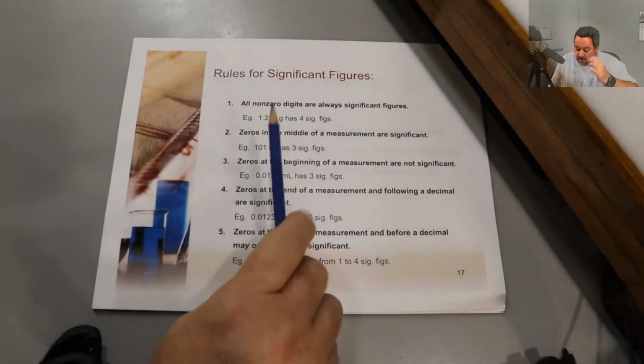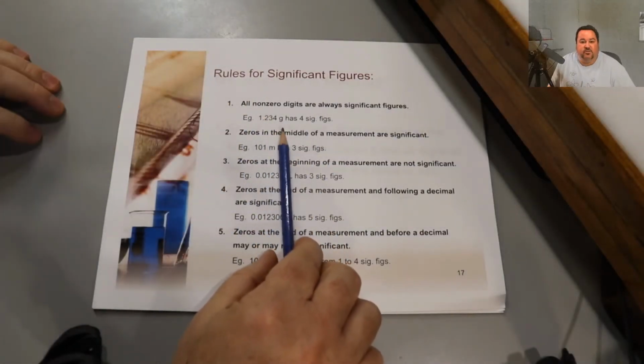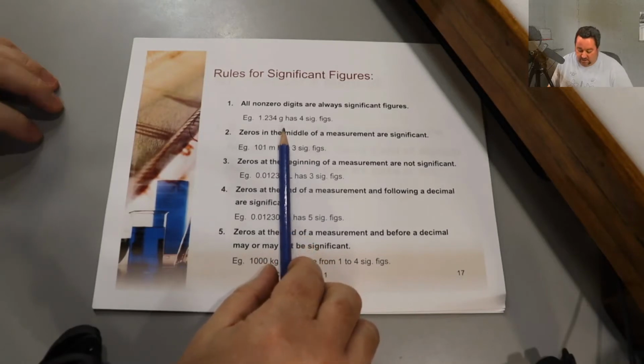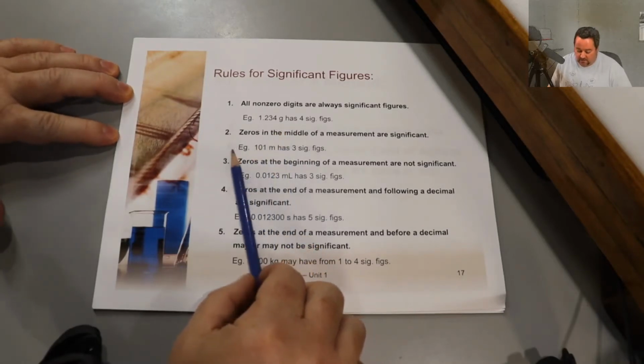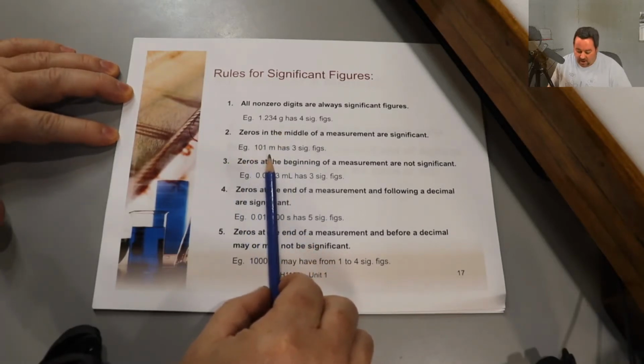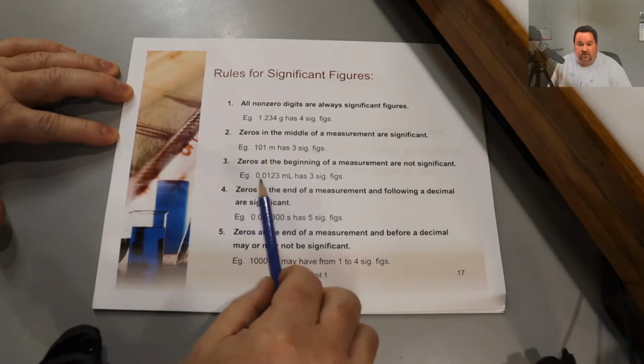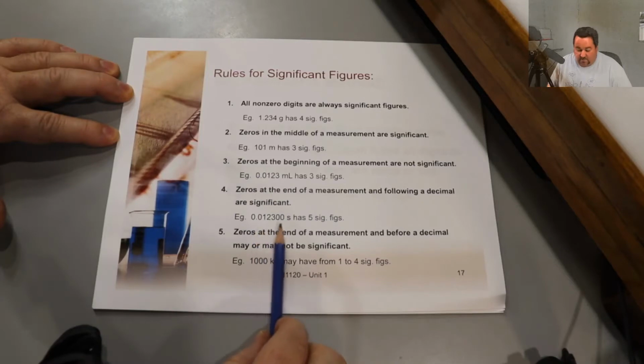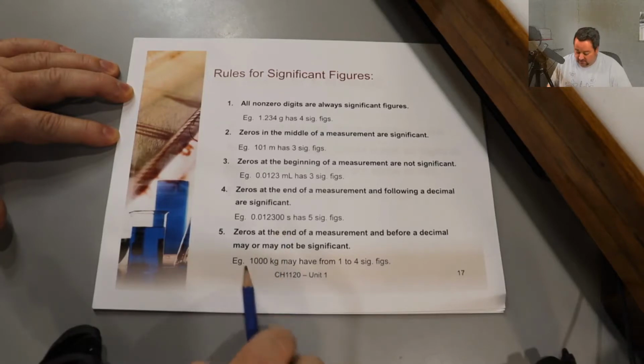First of all, any non-zero digit is always a sig fig. Zeros can be a bit of a problem though. Zeros in the middle of a number are sig figs. Zeros at the beginning are not. And zeros at the end of a measurement are sig figs as long as they're to the right of the decimal. Zeros that are to the right of the number but before the decimal can be a problem. They may or may not be sig figs.